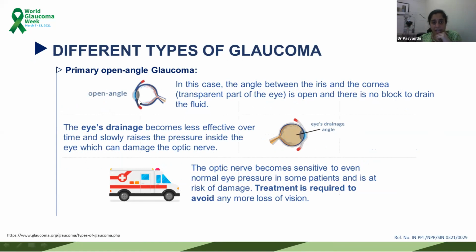The drainage angle that we have already discussed, that exit pathway is functionally not working, so the fluid gets accumulated within the eye, thereby causing a raise in the pressure inside the eye and damaging the optic nerve. There is also another type of glaucoma where the pressure inside the eye is normal, but the optic nerve is more sensitive to this normal pressure and thereby damage occurs to the optic nerve.